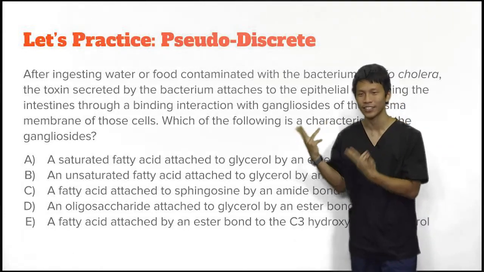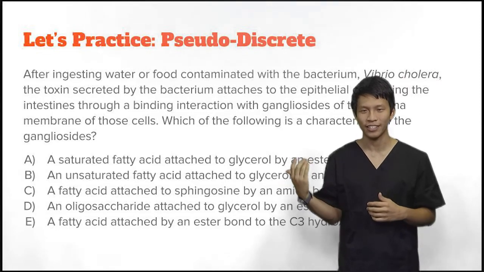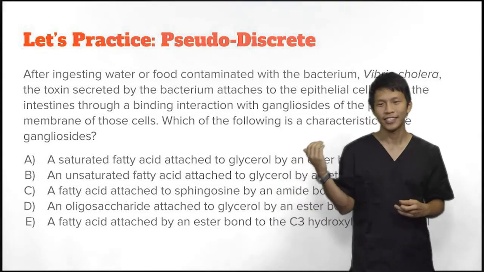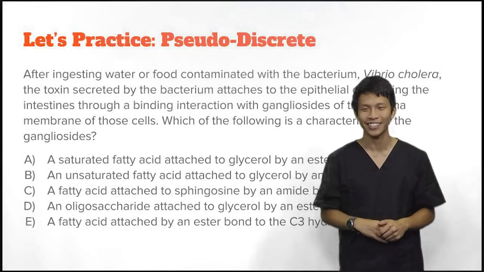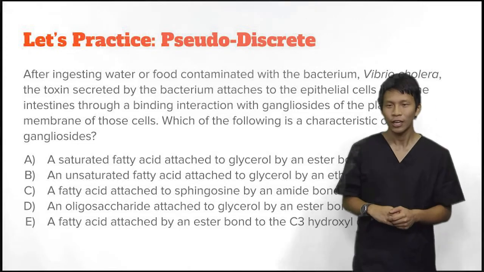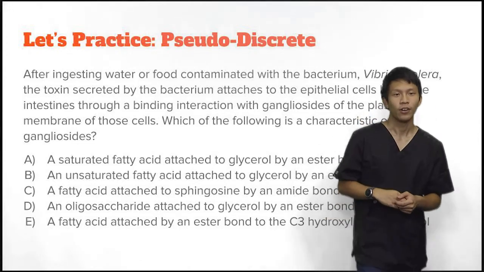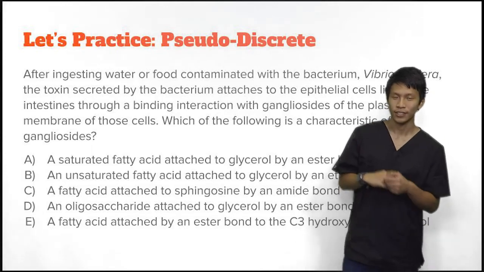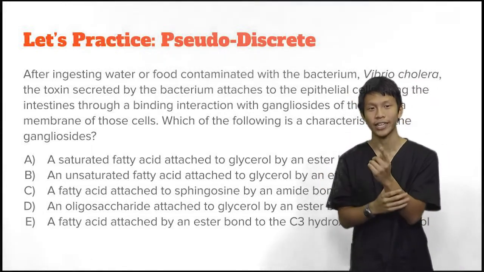Let's read this question. I'll just read it out really quick. After ingesting water or food contaminated with the bacterium Vibrio cholera, the toxin secreted by the bacterium attaches to the epithelial cells lining the intestines through a binding interaction with gangliosides of the plasma membrane of those cells. Which of the following is a characteristic of the gangliosides? So, what type of question is this? It's pseudo-discrete.